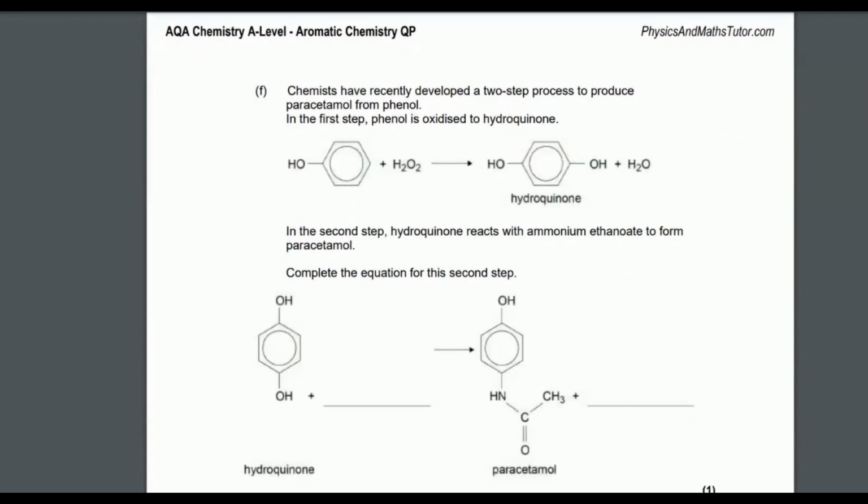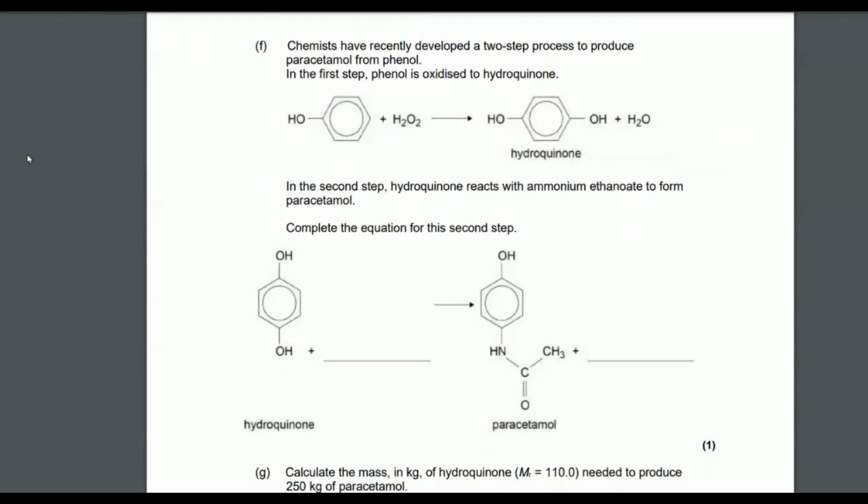So we're looking at F here. Chemists have recently developed a 2-step process to produce paracetamol from phenol. In the first step, phenol is oxidized to hydroquinone. As we can see there, we've got a phenol group, we've got hydrogen peroxide attacking it, and then we've got like, well, I can't even say that.